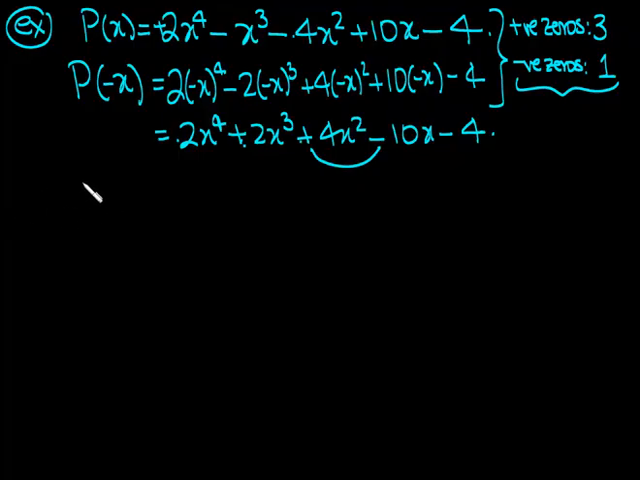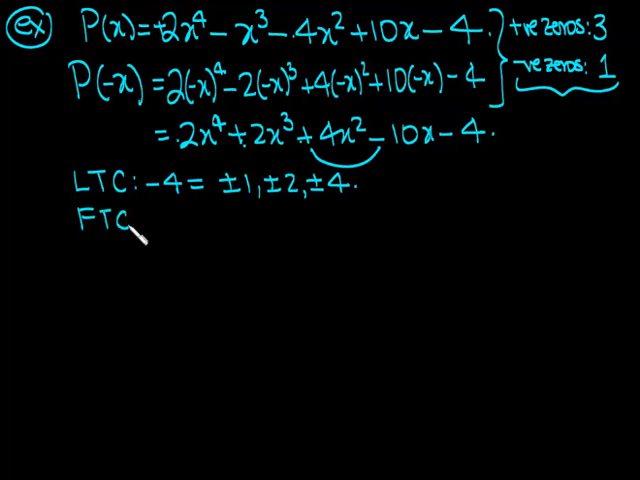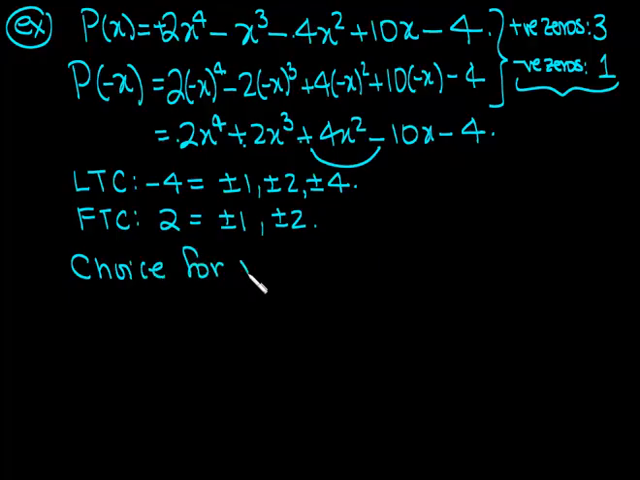So then what do we do? Figure out our choices. Last term coefficient, the factors of that. I have negative 4. What numbers divide negative 4? Plus or minus 1, 2, and 4. Then first term coefficient is 2. What numbers divide 2? Plus or minus 1 and plus or minus 2. So what are our choices? I'm going to start abbreviating now. Choices for rational zeros.